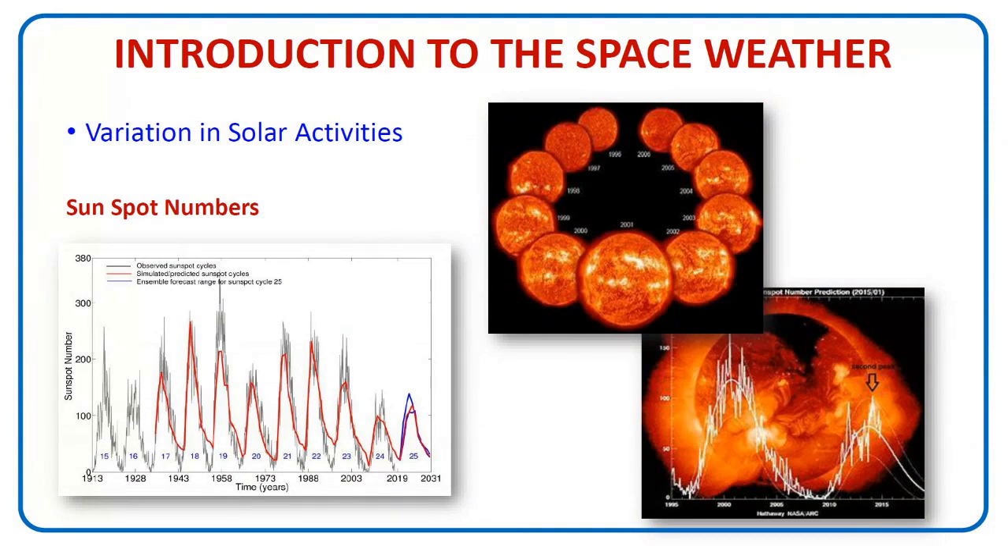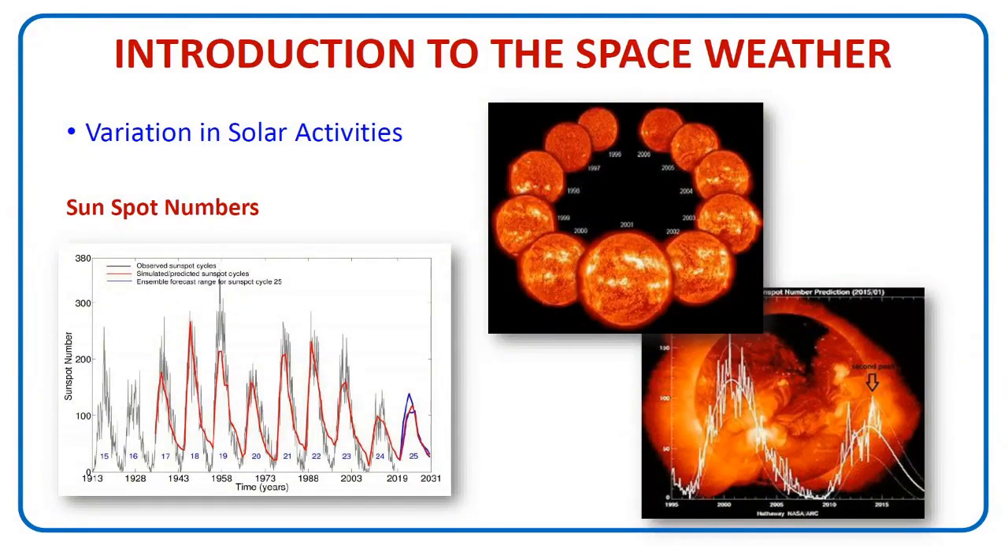So after half the time period, so in 11 years, what will happen? The north pole of the sun, which was at the top, will go at the bottom, and the south pole of the sun, which was initially at the bottom, will come at the top. So this is an 11-year cycle. So generally we talk in terms of the 11-year cycle.